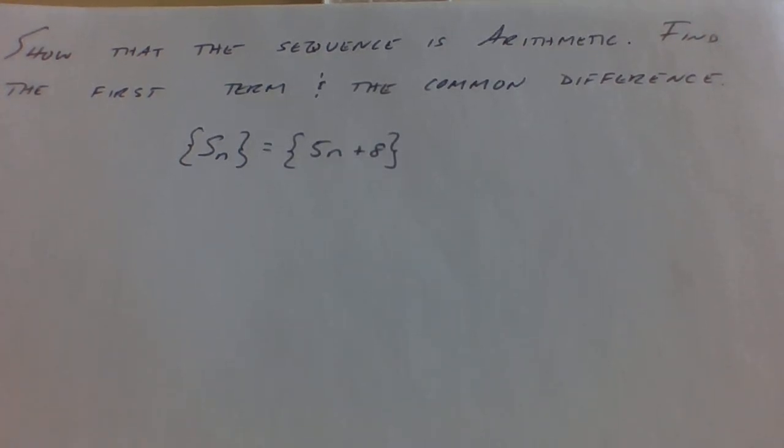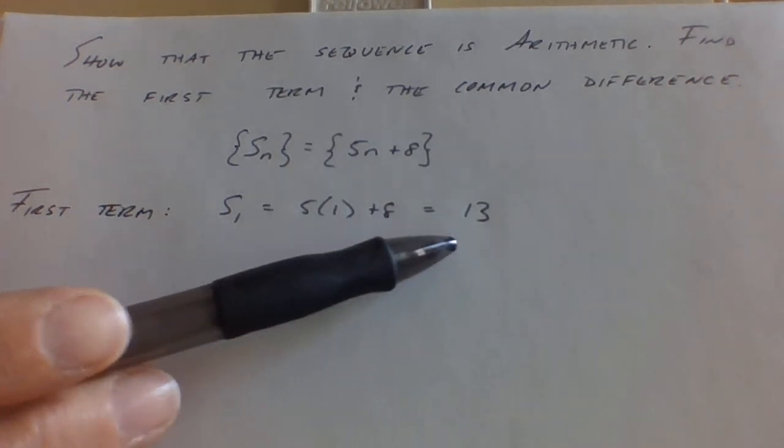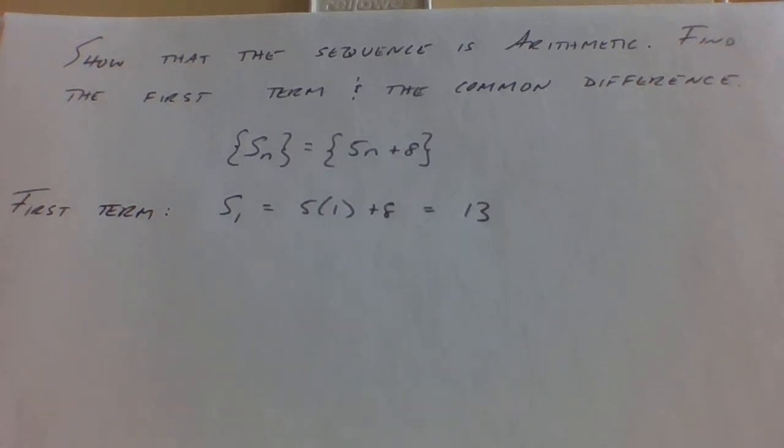Let's go ahead and find our first term. So we're going to be looking for s sub 1. We're going to go ahead and plug in the 1 each time we see an n. So the first term in this example is going to give us 5 times 1 plus 8, which is going to be a 13.